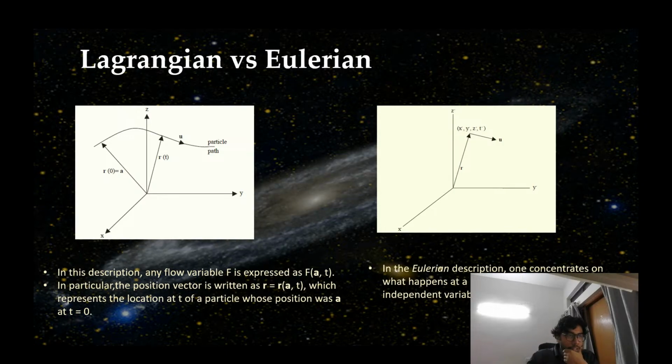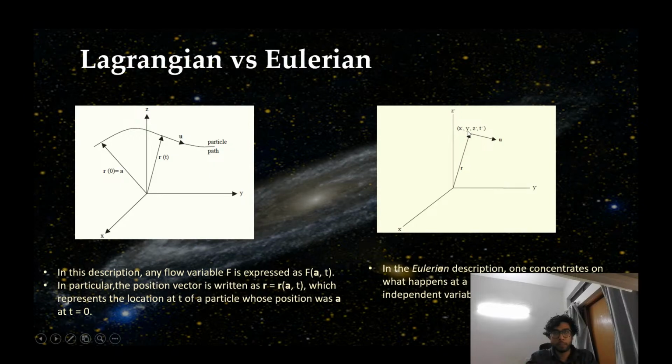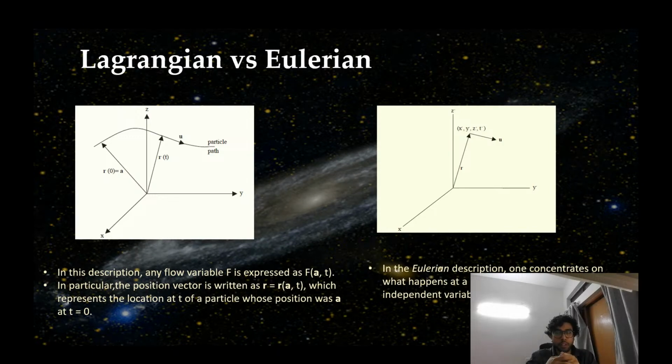So, the Lagrangian method is the first method where you follow the particle, right? And the Eulerian method is the second method where you follow the patch. And it turns out that there is a relation between those two approaches, the Lagrangian and the Eulerian approach. But the question is, why these two approaches? Why do we need to consider these two approaches?